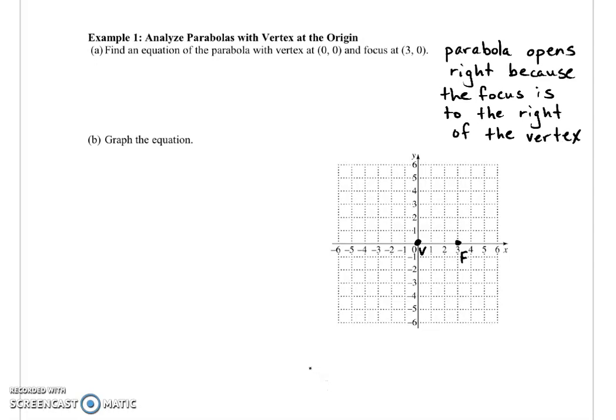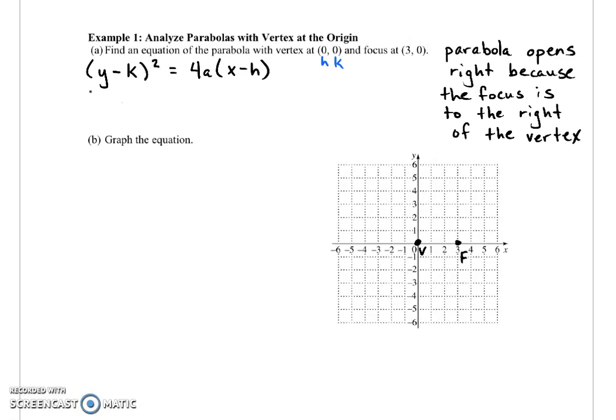So that means we need the equation for a parabola that opens to the right, which is (y minus k) squared equals 4a times (x minus h). So remember, (0, 0) is our vertex. That's (h, k). We don't need our focus yet, but we will in a minute.